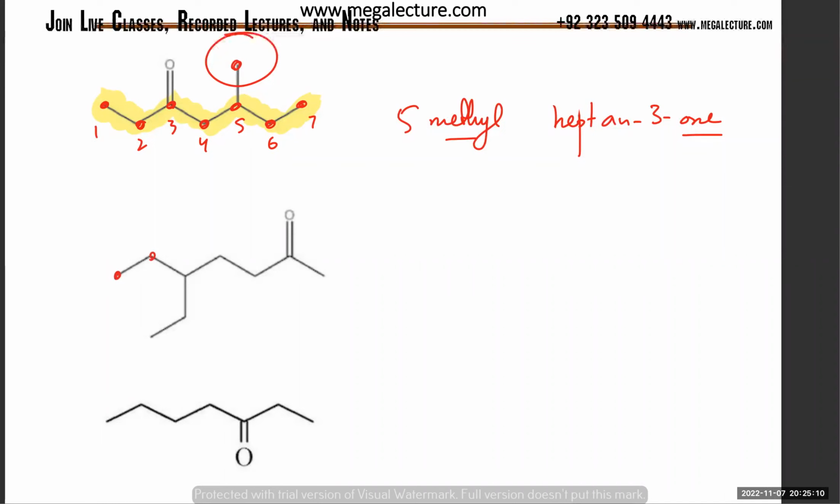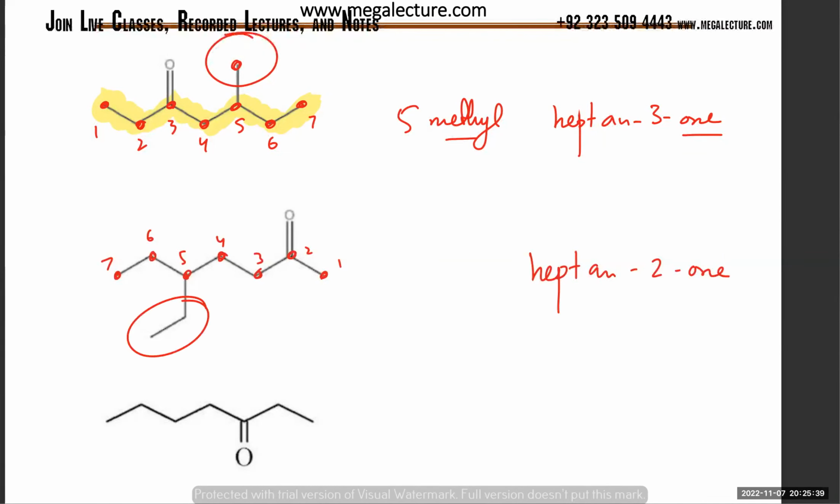Hex 2-on will be at the end. Is it hex or hept? Sir, hept. Okay, so what will hept be? Hept 2-on, heptan. Yes sir, 2-on. Okay, so this counting will be started from this side. 3, 4, 5, 6, and 7.